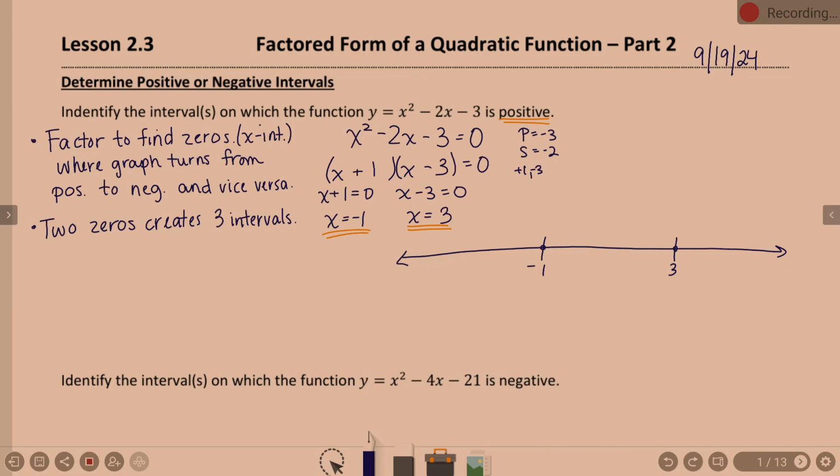Now, here's how I want to verify, because do we always know the shape of the graph? No. This is a parabola, and we know what a parabola looks like, but we don't always know that. So I'm going to suggest we pick a value to test. What is a number to the left of negative 1? Negative 2, 3.